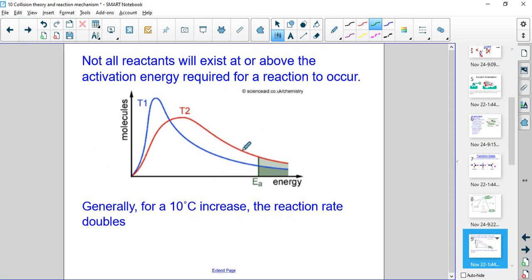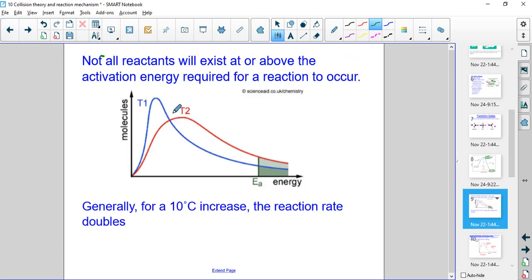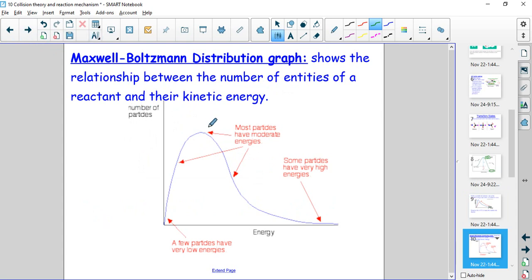Okay, now to finish off that discussion on kinetic energy, we're going to look at what are called Maxwell-Boltzmann distribution curves. At a certain temperature, most particles are going to have a certain amount of kinetic energy. So the likelihood of most particles being at that temperature or kinetic energy reading is pretty high.